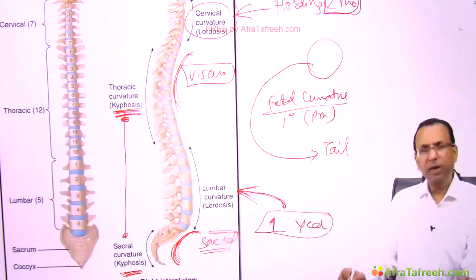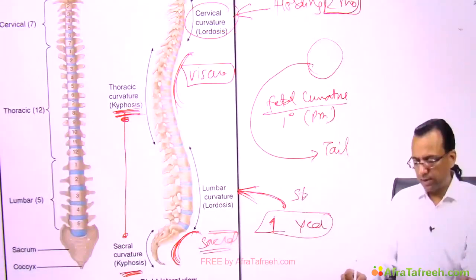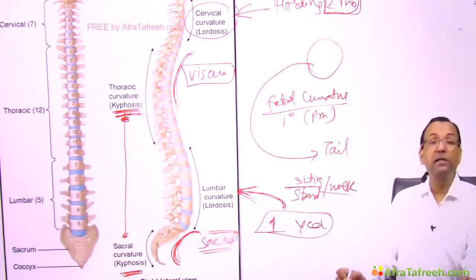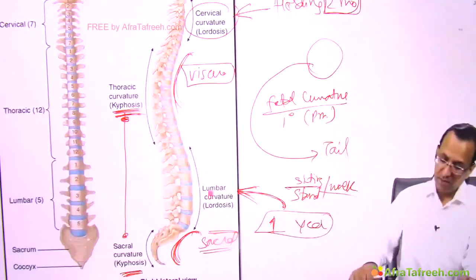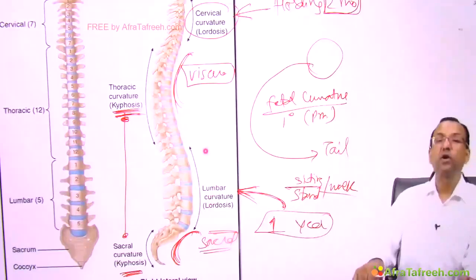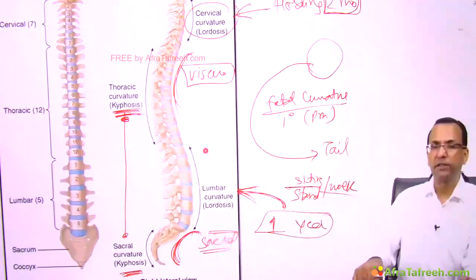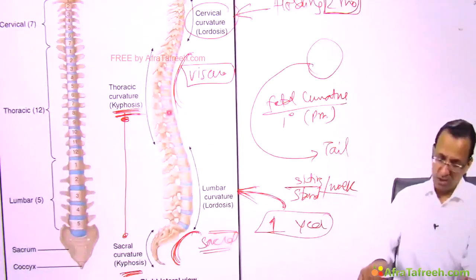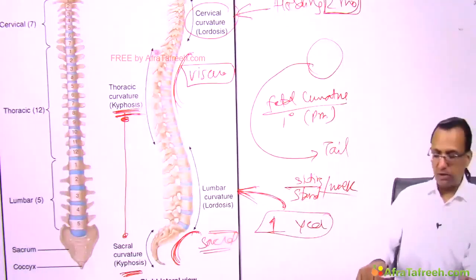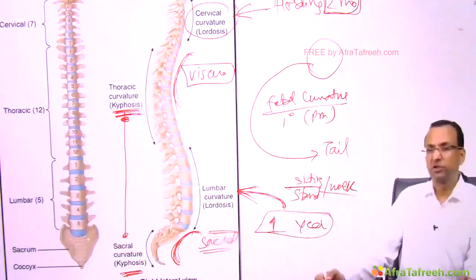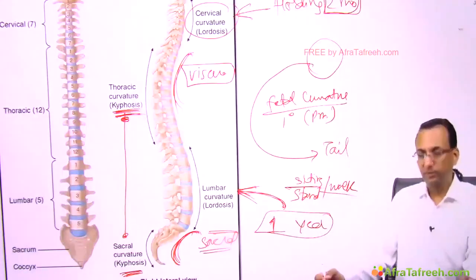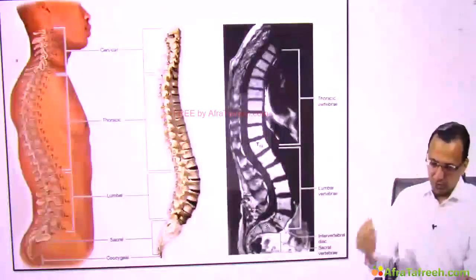Why will I acquire it? You are sitting, standing, and walking. So when I'm sitting, standing, walking, then I will develop the lumbar lordosis. I'll show you a diagram and then you understand. But remember, lordosis is secondary or acquired curvatures after birth, and the kyphosis are fetal curvatures, primary curvatures already present there.